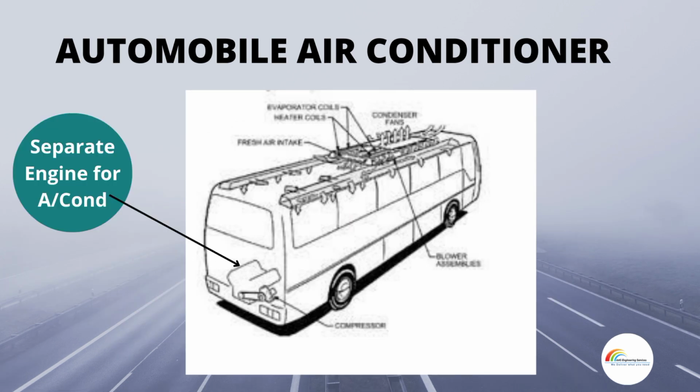And then another view of the bus air conditioning system. There is a separate engine for air conditioning, while the drive engine is clearly at the front side. The condenser fans, evaporator coil, heater coil and fresh air intake are at the top, and there are blower assemblies for forcing the air through the ducts into the passenger cabin and seats. There is a compressor joined with the engine at the rear side.